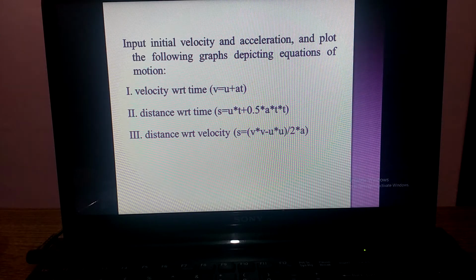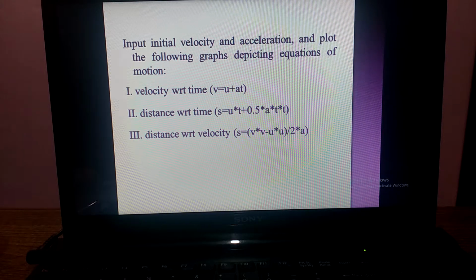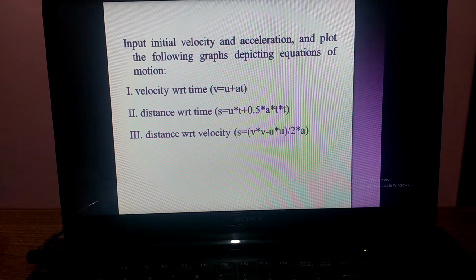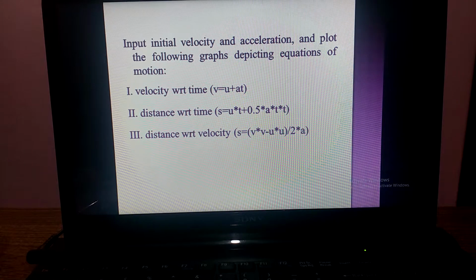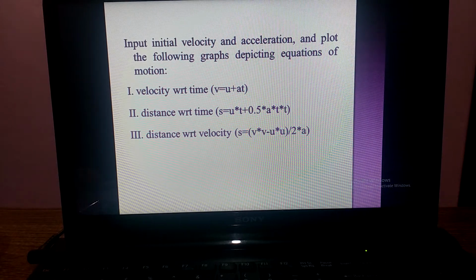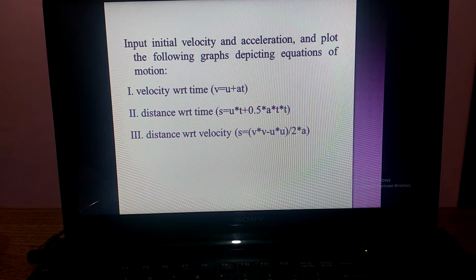V is equal to u plus at, where u is the initial velocity, a is the acceleration, t is the time. And the second graph is distance with respect to time, where s is the distance. Again here u is initial velocity, a is acceleration, and t is the time, and the formula is mentioned here. And the third graph is distance with respect to velocity, where s is the distance, u is the initial velocity, v is the gained velocity, and a is the acceleration.